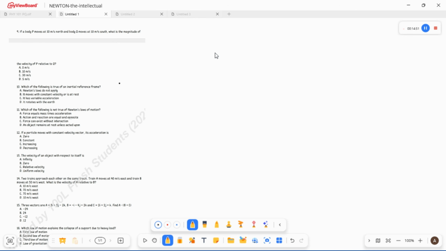Right, now let's look at our options. Which of the following is not true? Option A says force equals mass times acceleration. That is true from Newton's second law of motion. Action and reaction are equal and opposite for option B, which is true. That is Newton's third law of motion.